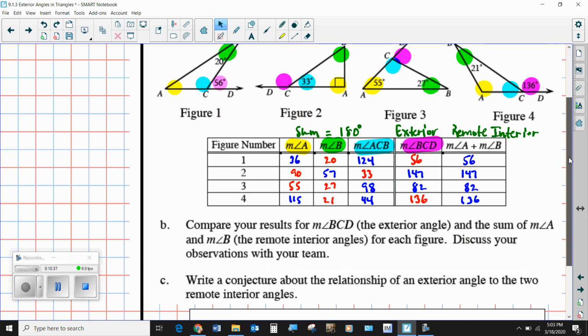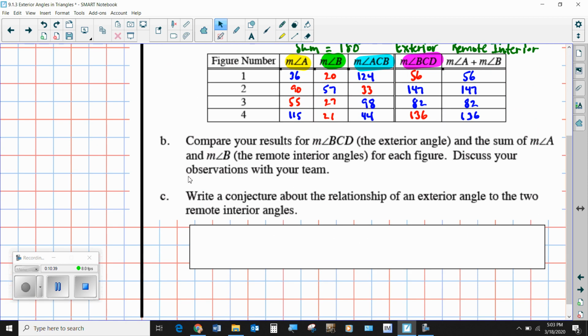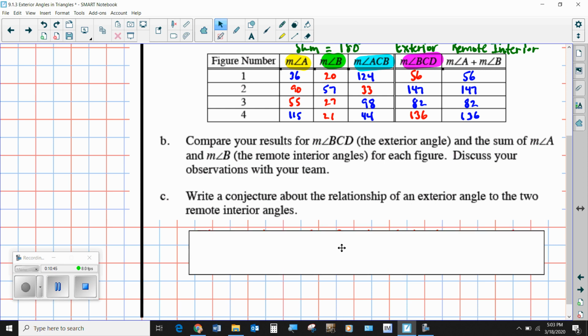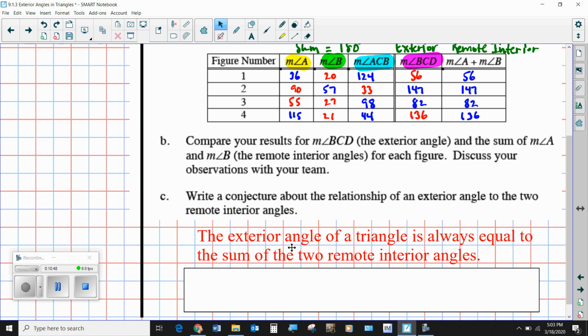So that is the big idea for this lesson. When we get down here to problem C, write a conjecture about the relationship of an exterior angle to the two remote interior angles. That conjecture is the exterior angle of a triangle is always equal to the sum of the two remote interior angles. That's a rule that we're going to have to pay attention to, just like the rule for supplementary angles and just like the rule for the sum of the three angles of any triangle always add up to 180 degrees.